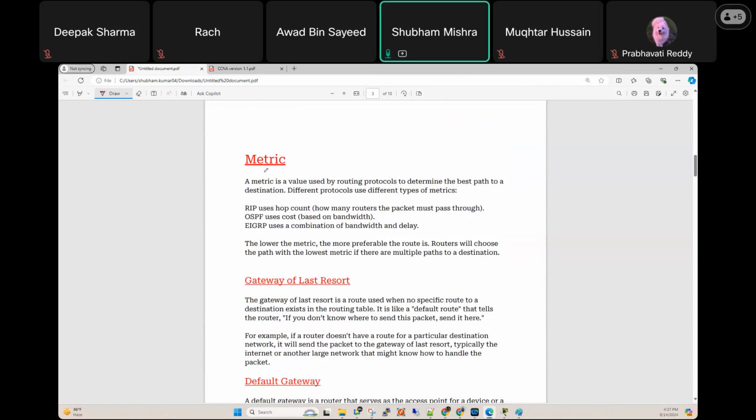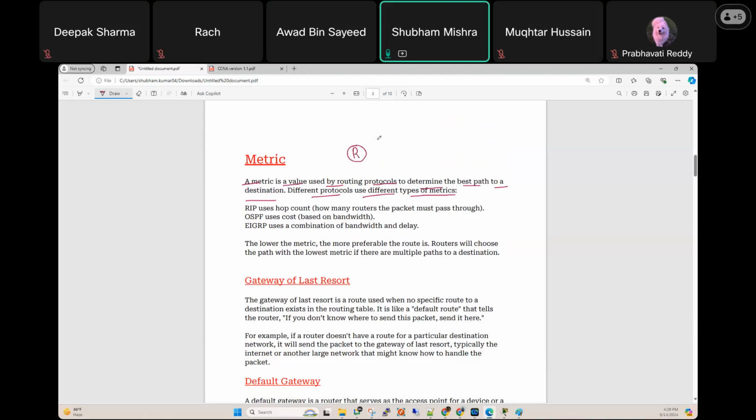Now, the next one is, guys, metric. A metric is a value used by the routing protocol to determine the best path to a destination. Different protocols use different types of metric. Now, we understood about the AD value, right? Lower AD value is always preferred. Are you getting my point? Yes or no? Understand? Now see the scenario.